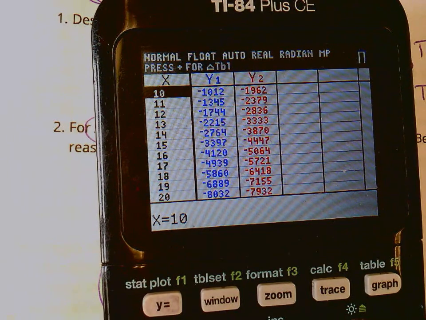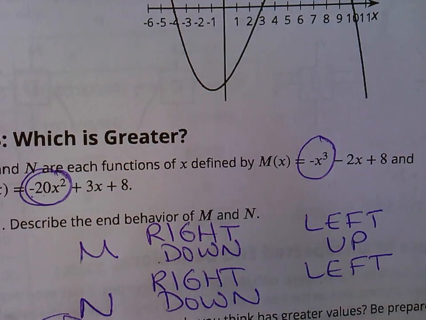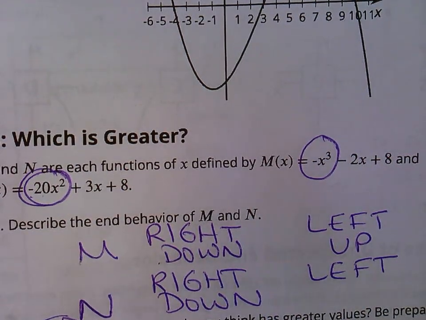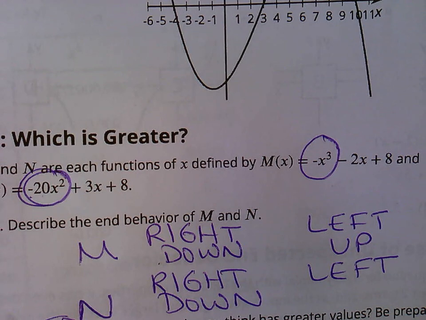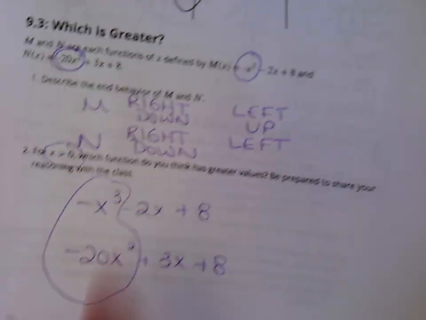I feel like that was a bunch of gobbledygook, but when you think about the steepness of a curve, this negative x cubed is going to look like this, and the parabola is going to look like this. They want to know who is higher. I feel like I should have omitted that activity rather than the other activity. So I wouldn't worry so much about number 2. Number 1 is where you need to get with the end behavior.